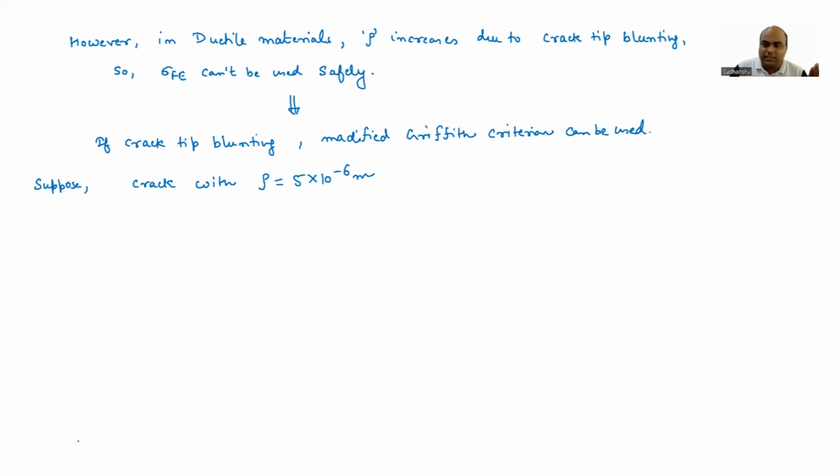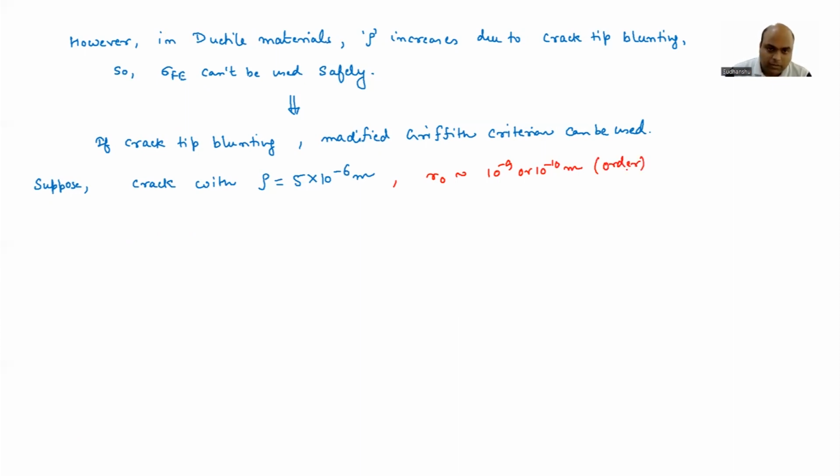Because we have discussed that in brittle material, the rho is in the order of 2 or 3 R0, and R0 is in the order of 10 to the power minus 9, 10 to the power minus 10 meter. Right? So R0 here, let me write, R0 is in the order of 10 to the power minus 9 or 10 to the power minus 10 meter order.